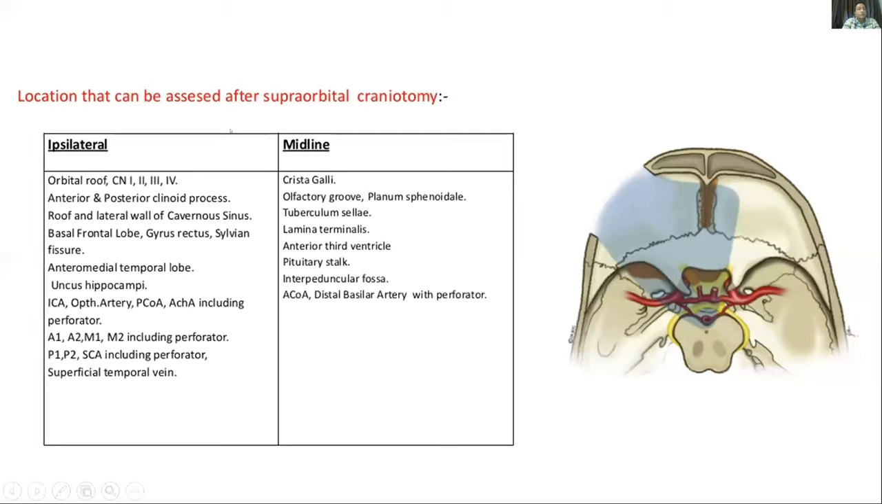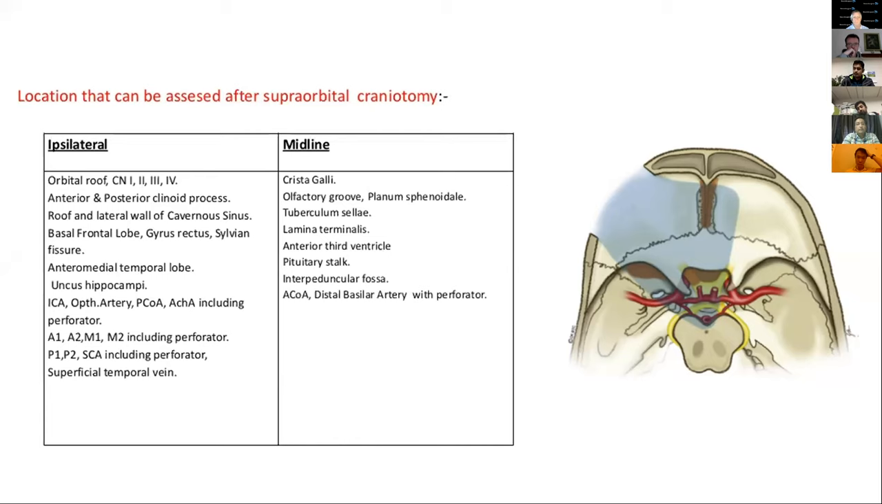These are the locations which can be accessed after supraorbital craniotomies. That was regarding the ViewSite brain access system. So the different regions which can be seen by ViewSite via supraorbital craniotomy: ipsilateral are the orbital roof, cranial nerves 1, 2, 3, 4, anterior and posterior clinoid processes, roof and lateral wall of cavernous sinus, basal frontal lobe, gyrus rectus, sylvian fissure, anteromedial temporal lobe.